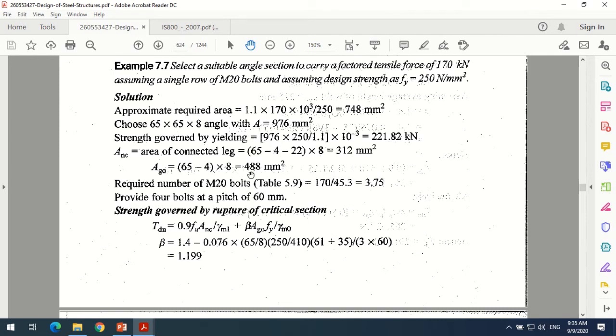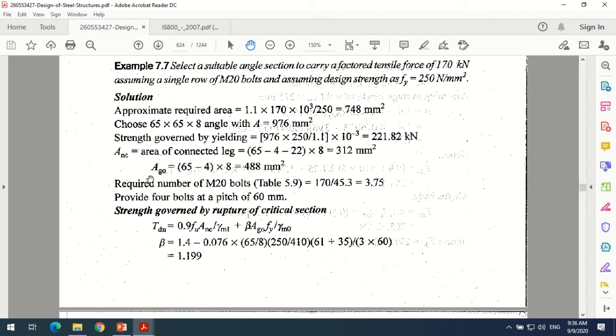At the junction, half of the thickness will be considered in the connected leg, whereas the other half of the thickness will be considered in the outstanding leg, at the junction of the angle section. For that purpose this reduction is made over here. That is thickness by 2, 8 by 2, so this is 4 mm. So whatever is the length of the connected leg, minus half the thickness of the angle, minus the bolt hole diameter, since we have provided bolt holes within this member, into the thickness of the angle section. This will be the net length of the connected leg into the thickness of the angle section.